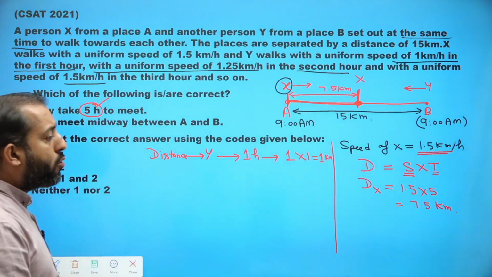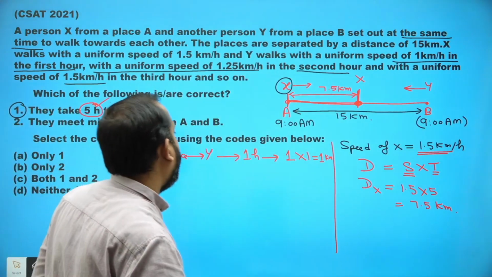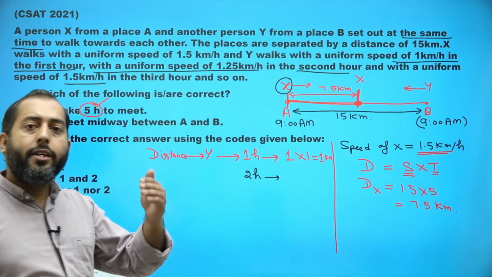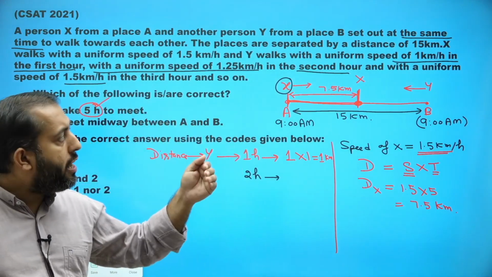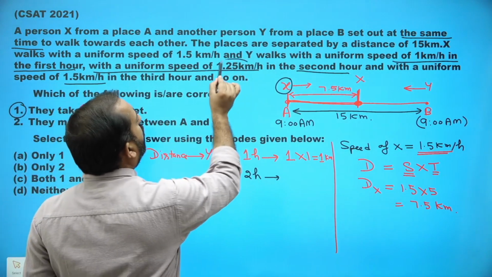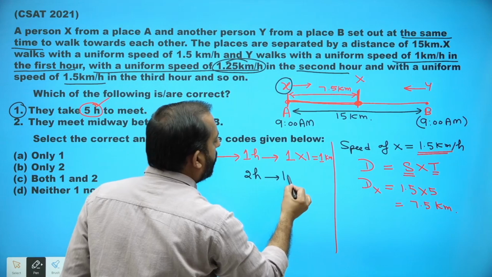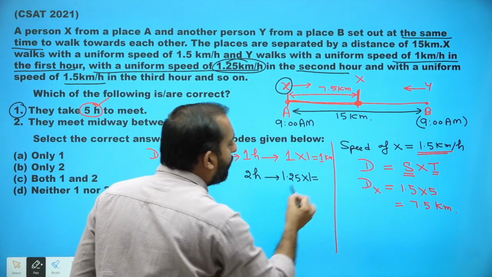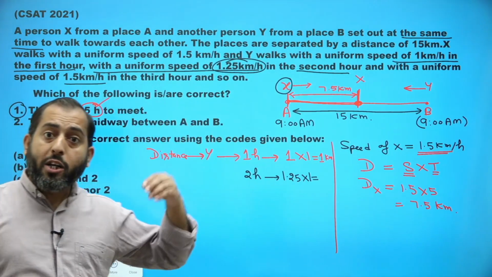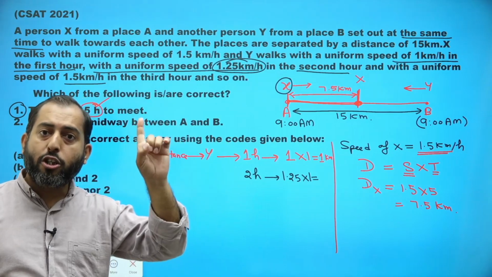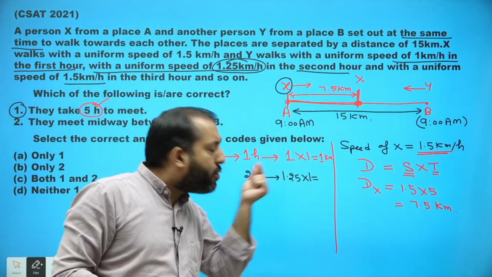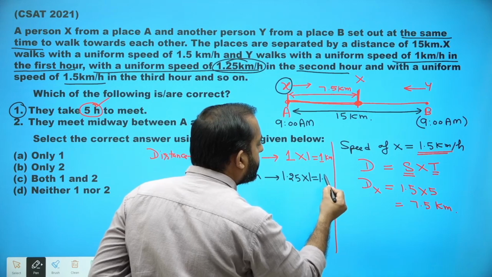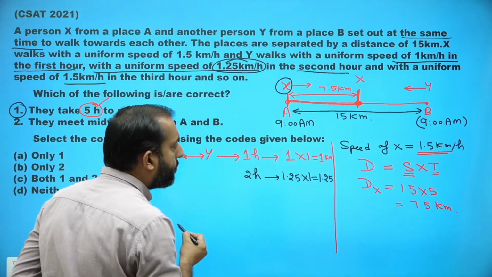Similarly, if we want to talk about the second hour, meaning from 10 to 11, throughout the second hour his speed was 1.25 kilometer per hour. So distance traveled by him will be 1.25 into 1. Why 1? Because from 10 to 11 is the duration of 1 hour. Speed into time will give me the distance. So distance traveled by Y in the second hour will be 1.25.